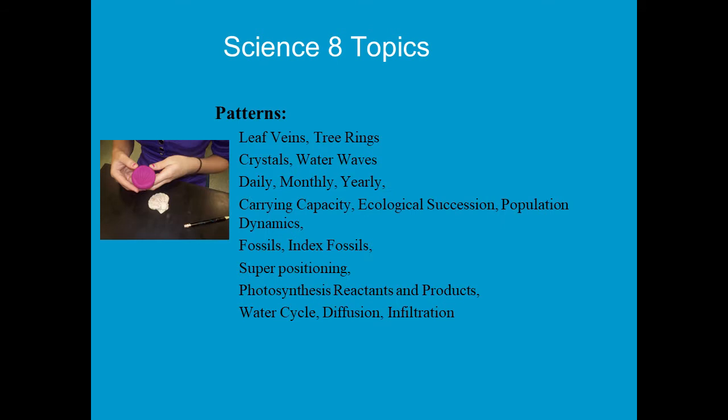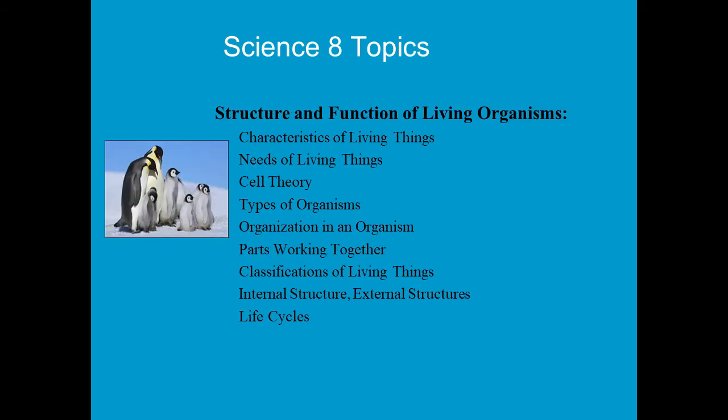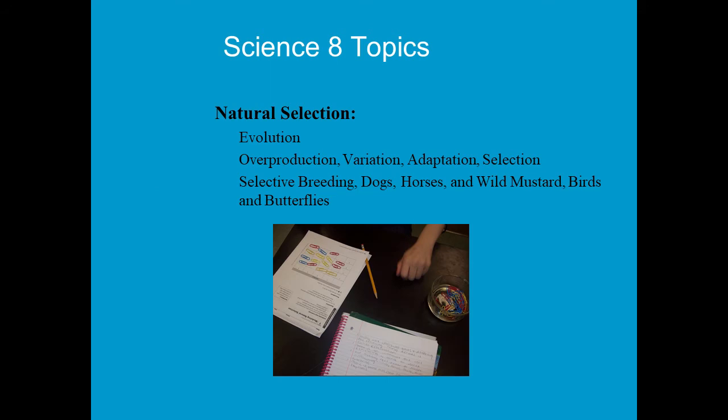This patterns unit is actually a weird unit, but the eligible contest wants us to recognize patterns that are made by humans, like our schedule in the day, and then patterns made in nature, like tree rings and leaf veins. We also do a lot with photosynthesis in this class. Structure and function of living organisms is sort of a biology unit. We talk about cell theory and what kind of structures organisms have that allow them to survive better in their environment. We study their adaptations. We also do some classification of organisms.